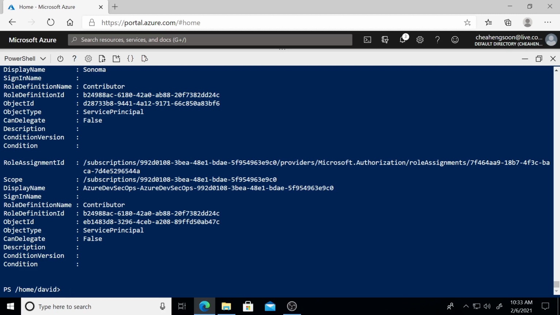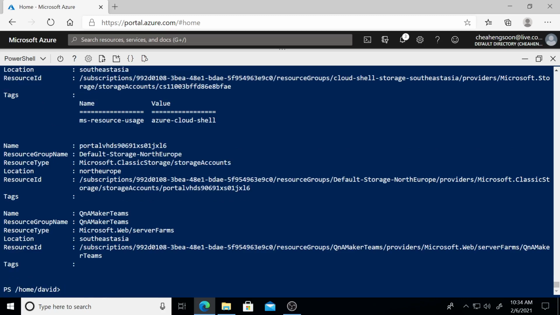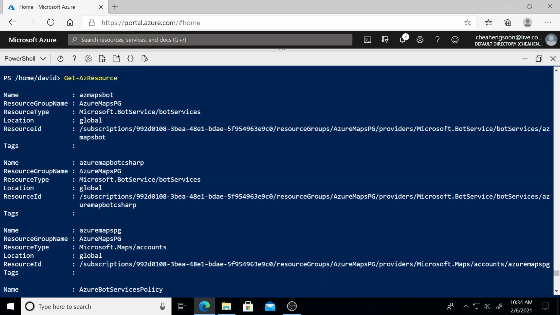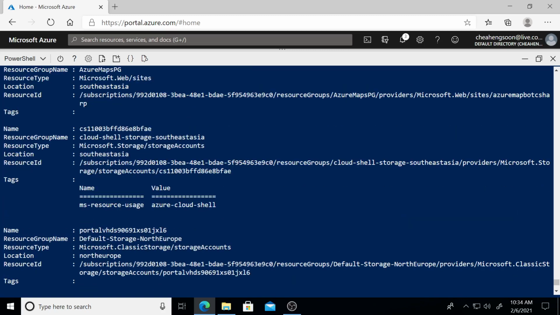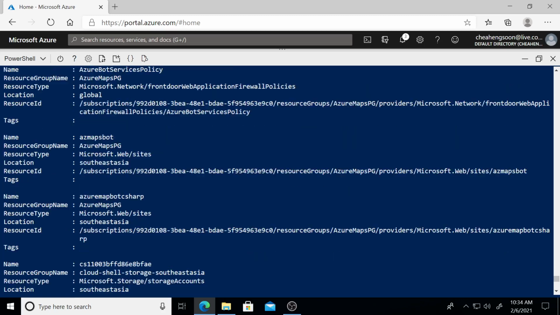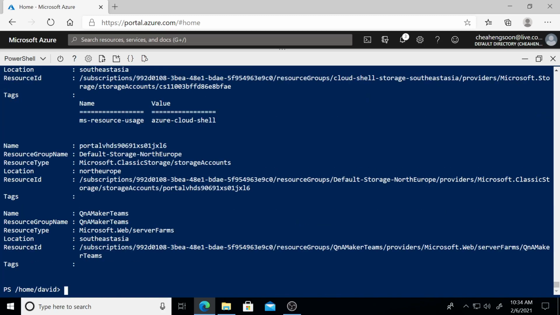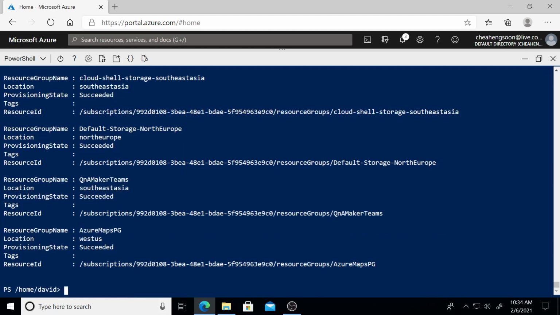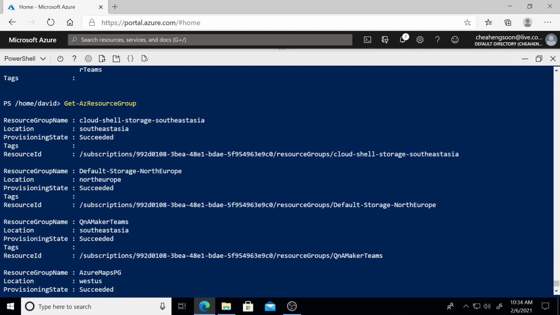And how do we get the Azure resources and Azure resource groups in the Azure subscription? Get-AzResource. Here you will list all your resources in the current subscription. You can see that I have the Microsoft board, and also the website, and also Azure. And the other one we can try is the Azure resource group. It will show you which location your resource group was created at.